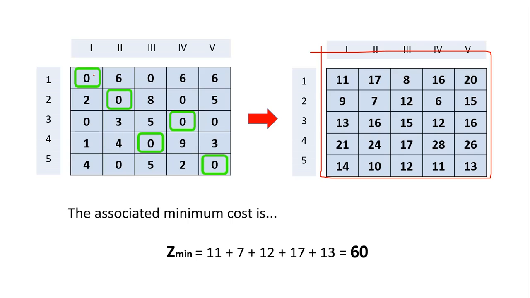Now the way to compute the minimum cost is by adding all the assignments, which is nothing but these values. I'll just highlight these assignments here: 11, 7, 12, 17, and in the final row 13. Once you add all these values, you get the associated minimum cost. So this is our solution.